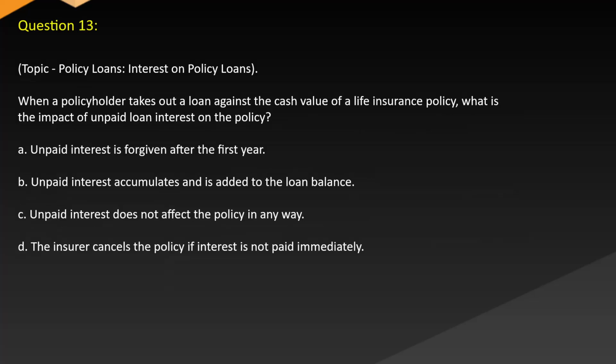Question 13. Topic: Policy loans. Interest on policy loans. When a policyholder takes out a loan against the cash value of a life insurance policy, what is the impact of unpaid loan interest on the policy? A. Unpaid interest is forgiven after the first year. B. Unpaid interest accumulates and is added to the loan balance. C. Unpaid interest does not affect the policy in any way. D. The insurer cancels the policy if interest is not paid immediately.